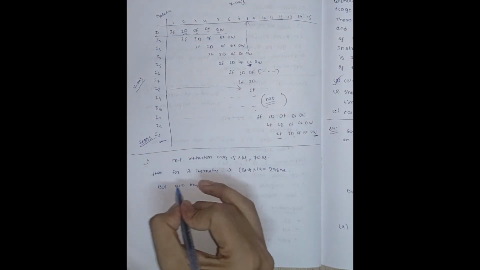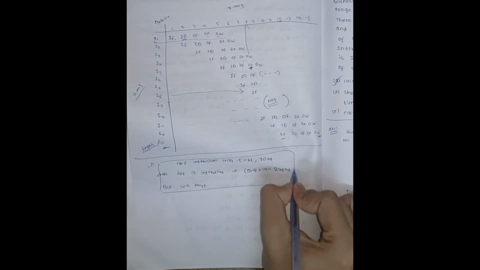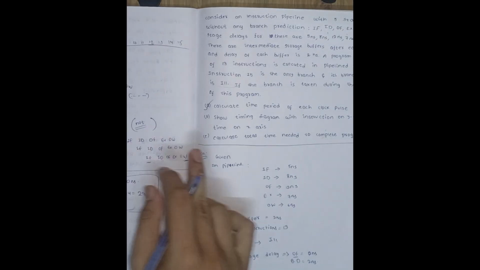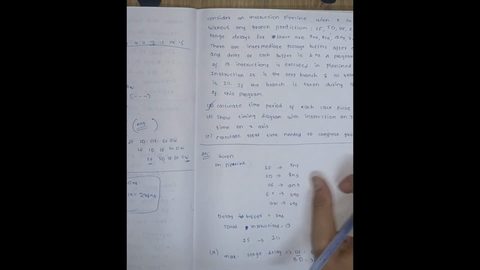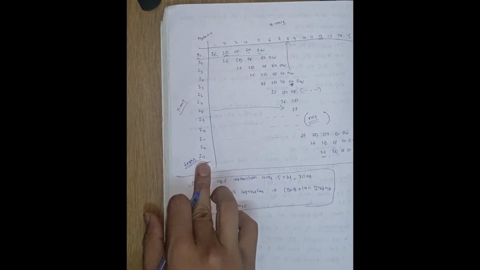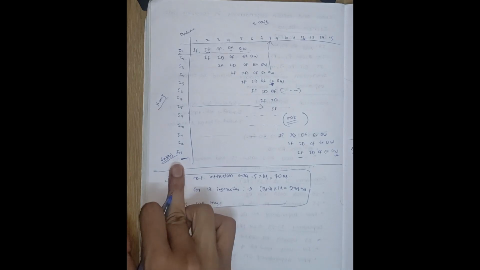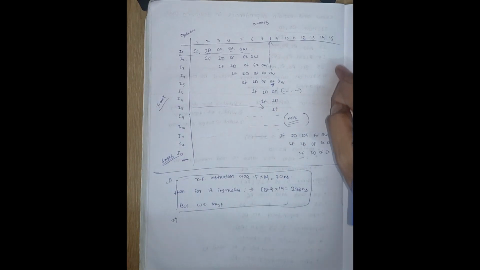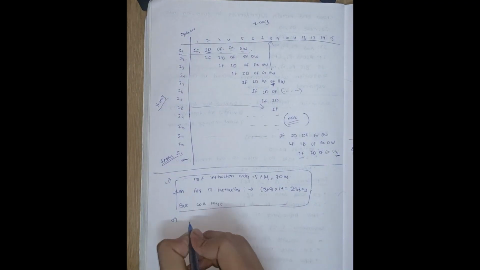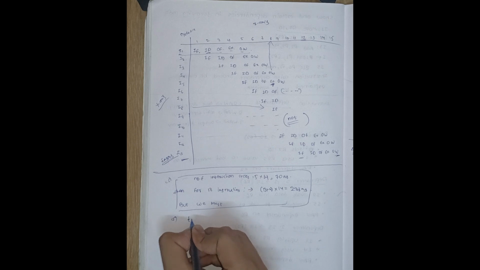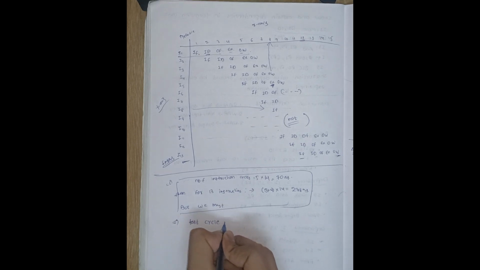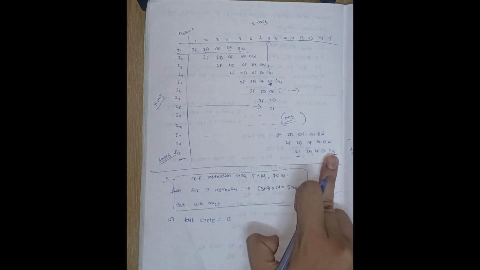Here I have made a small mistake, sorry. Just leave this. To calculate the total time needed to complete the program, the program is completed at instruction 13. The last instruction is instruction 13, and in which cycle is it completing? It is completing in the 15th cycle, right? So the last cycle is equal to 15. And for one cycle, what is the clock period here? If you can see, the clock period is 14.